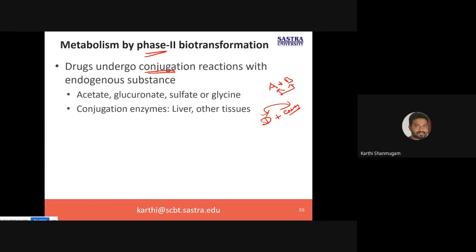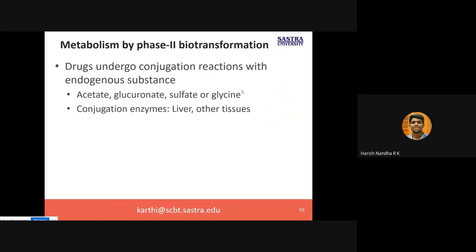So what are the key players for this conjugation reaction? Definitely, this reaction also takes place with the help of enzymes. All the biotransformation reactions within the body cell are enzymatic reactions. Who are the key players? Acetate plays an important role. Glucuronate, our body has different types of glucuronate. The cells can use this glucuronate, and it can conjugate acetate, glucuronate, sulfate or glycine to the drug molecule to make the drug molecule highly polar, which can be easily excreted from the system.